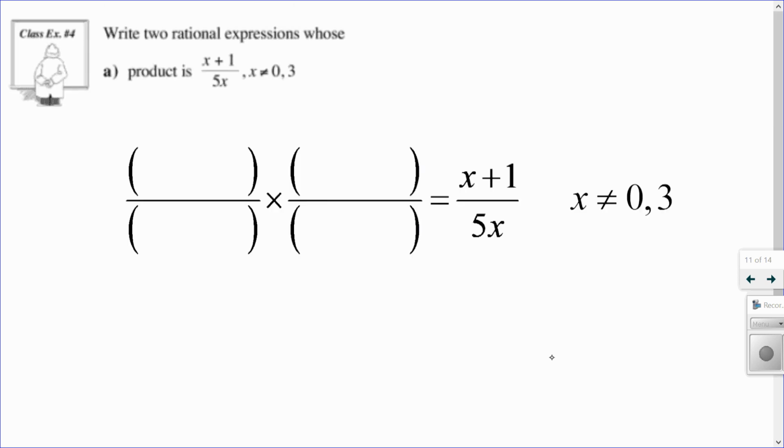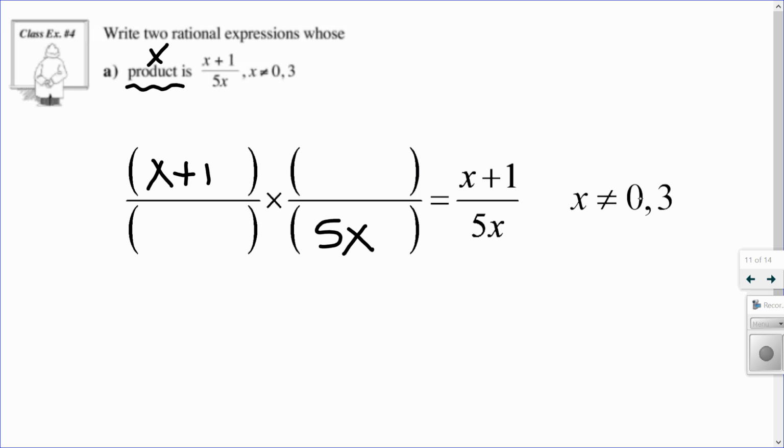Okay, let's try this. I want to write two rational expressions whose product, which means multiply, is (x + 1) over 5x, with the restrictions of 0 and 3. There are several answers you could have for this. I'm just going to do what I feel is the simplest way. I want to end up with a 5x in the denominator and an x + 1 in the numerator, so the original question must have that.